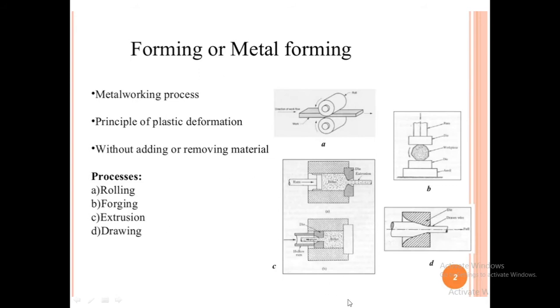In image C there is also another extrusion process, in which there is a part A. In part A, when we apply force from one side, the material comes out on the other side. But in part B of image C, when we apply force on the ram, the material comes out on the same side. These are the two types of extrusion. One is called forward and one is called backward extrusion, and then there is the drawing process.